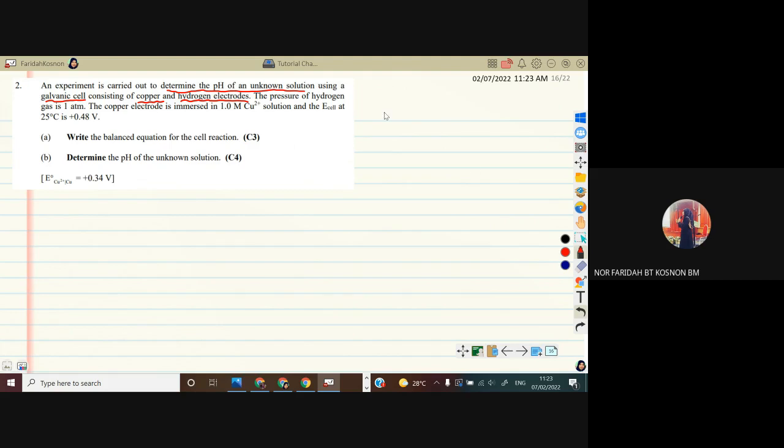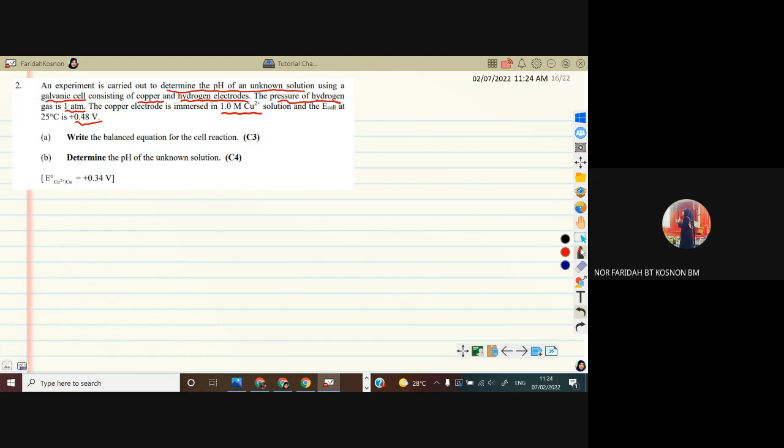So what is the pressure of hydrogen gas given? The pressure of hydrogen gas is 1 atm and the copper electrode is immersed in the electrolyte that contains copper 2 plus ion. So what is the concentration? 1.0 molar. So ni memang kena baca betul-betul. And the E cell, maksudnya sel ini beroperasi pada non-standard condition lah, adalah positive 0.48 volt. The question is write the balanced equation for the cell reaction.